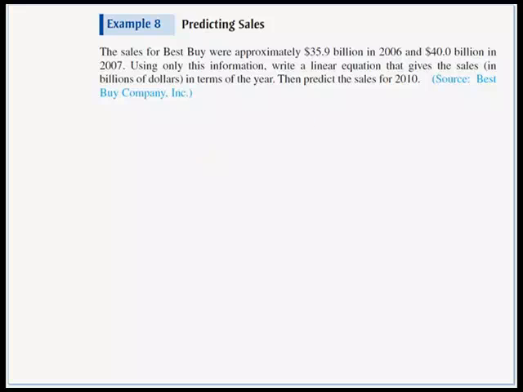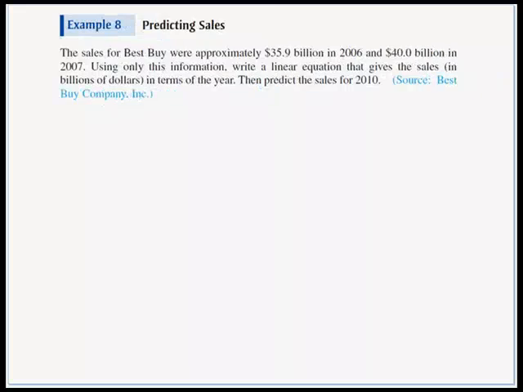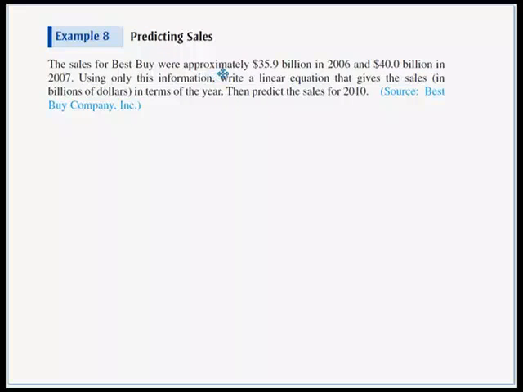Okay, example 8, predicting sales. So sales for Best Buy were approximately $35.9 billion in 2006 and $40 billion in 2007. So in 2006 we sold this much, and it went up in 2007. Using only this information, write a linear equation that gives sales in billions of dollars in terms of the year. Then predict the sales for 2010.